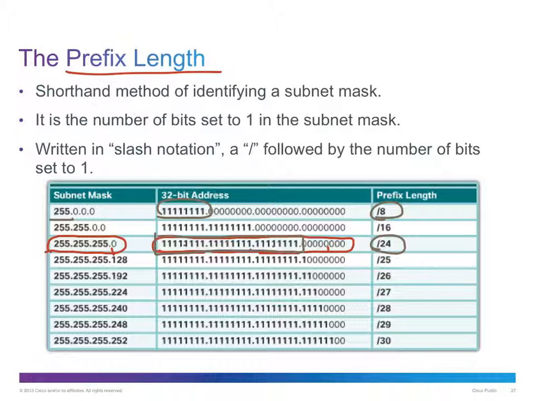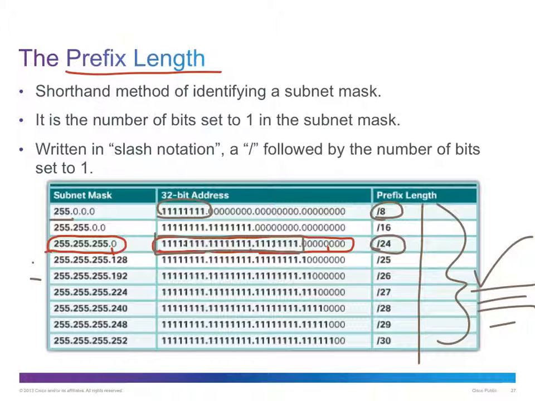So you'll see these used quite a bit in our addressing, and we'll be talking about them as we go along. So that's all of these representations here. I just circled the one example. So it's a shorthand method of identifying the subnet mask.